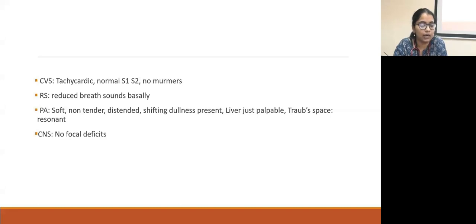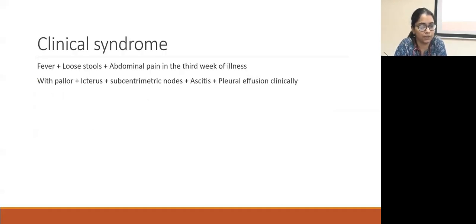CVS, patient was tachycardic with normal S1, S2. There are no murmurs. Respiratory system, bilaterally basal breath sounds were minimally reduced. Otherwise, there were vesicular breath sounds bilaterally. Per abdomen was soft and non-tender, but it was distended with shifting dullness positive. Liver was just palpable. Traube's space was resonant. CNS did not show any focal deficit.